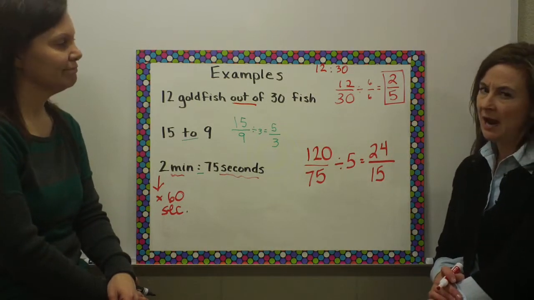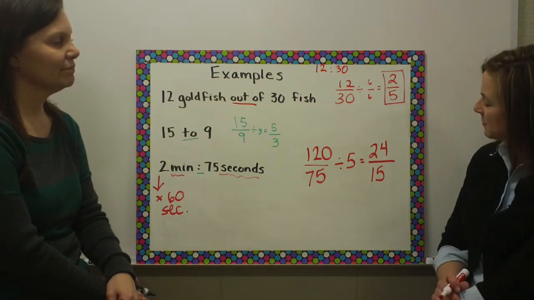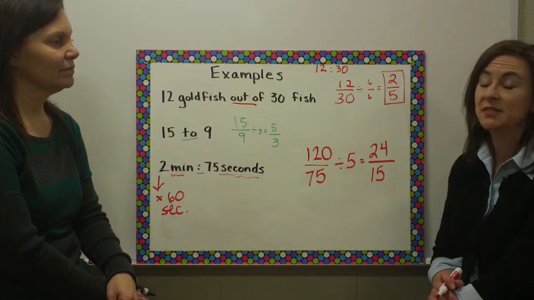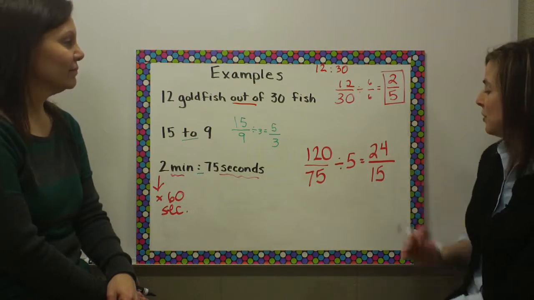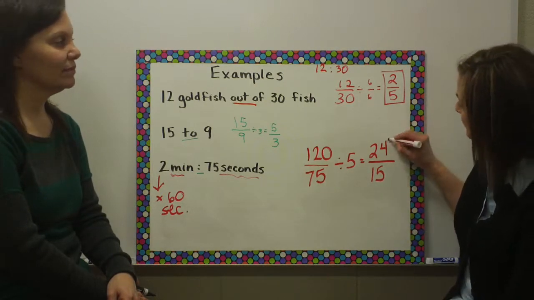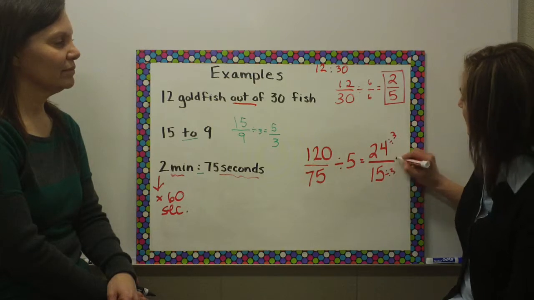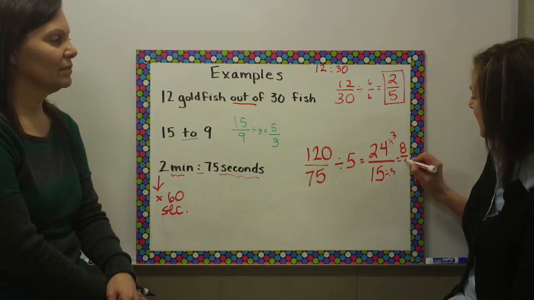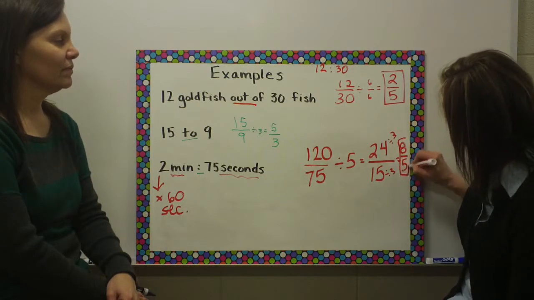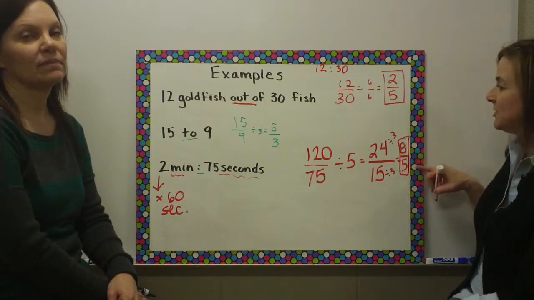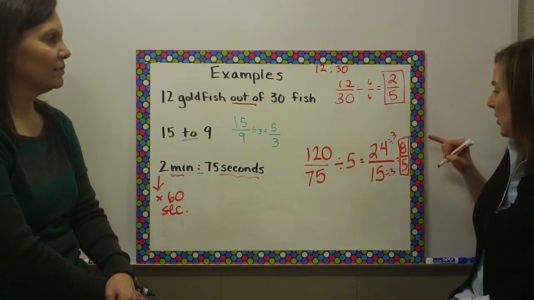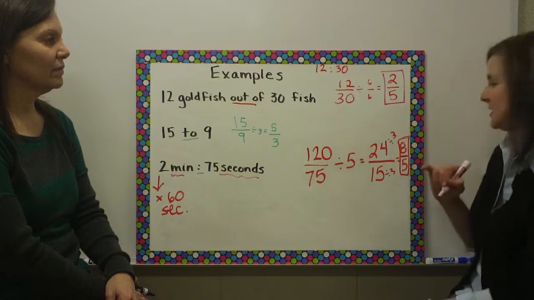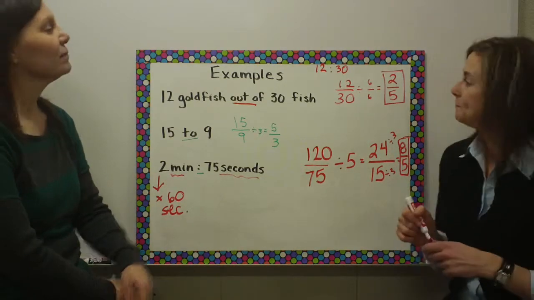Now, I'm thinking that both of these share another common factor. So I have to keep going until they share no common factors. Both of these share the common factor of 3. So 24 divided by 3 is 8. 15 divided by 3 is 5. So we have an 8 to 5 ratio. For every 8 seconds in my first number, there are 5 seconds for my second number.